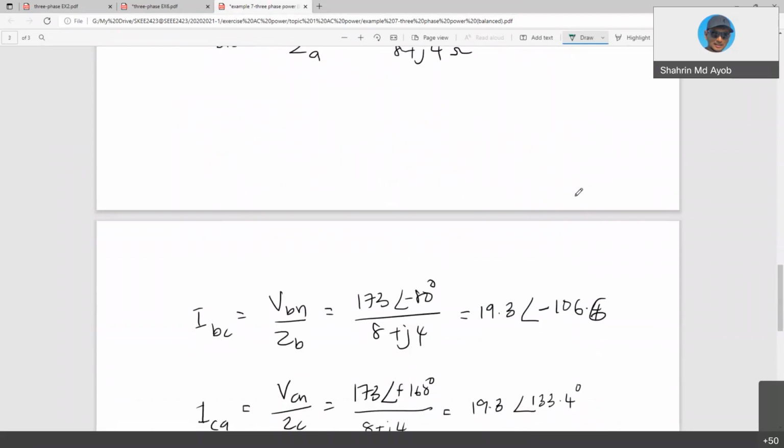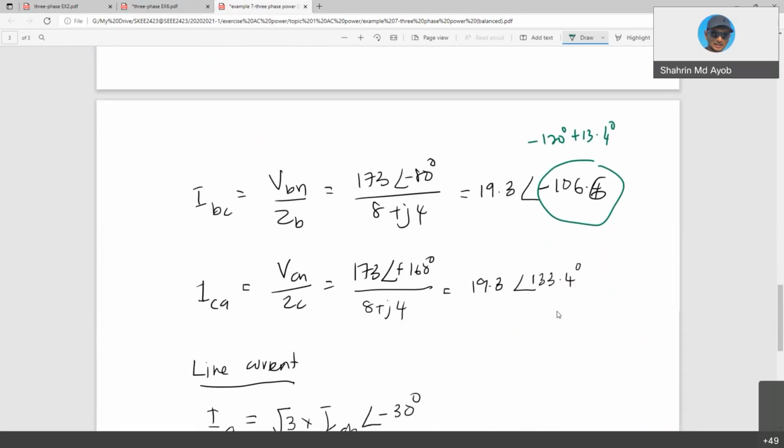So meaning that to get these values, negative 106.6, what you do is negative 120 degrees plus 13.4 degrees. So you obtain negative 106. And also for ICA, it is 120 plus 13.4 degrees.